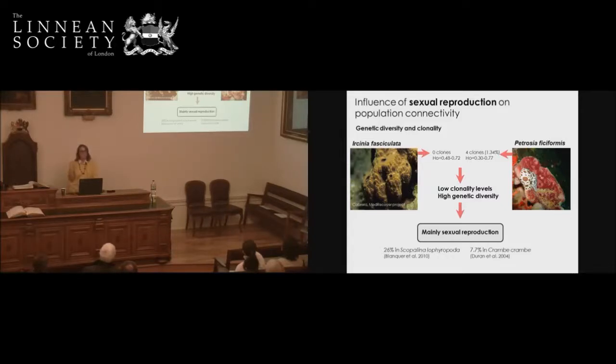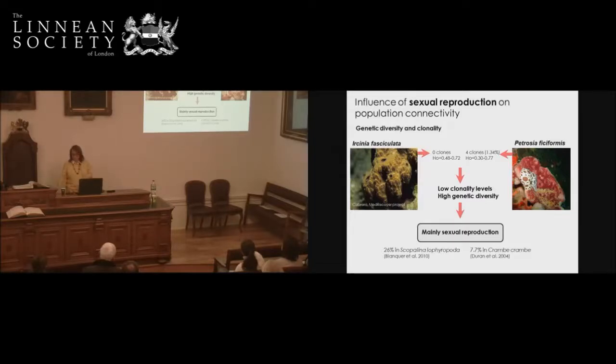Again, if you hear about sponges, you will hear that sponges are clonal organisms. That means that they can regenerate or reproduce by asexual reproduction really easily. Well, that's not true for a lot of sponges. You see here, they have very low clonality levels. In 200 individuals of Yersinia fasciculata, we didn't find a single clone. And in Petrosia fittiformis, we had 300, and we found 4 clones. That is almost nothing.